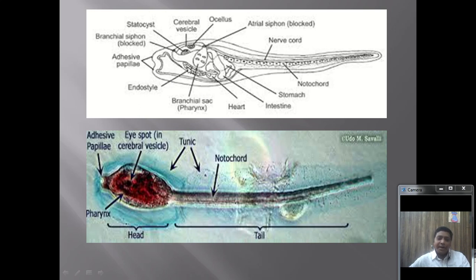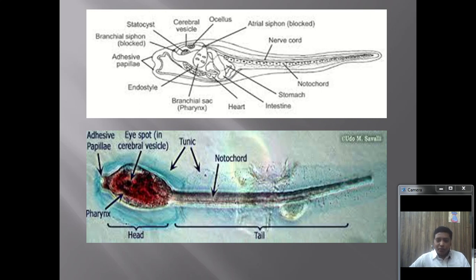Now, in the upper diagram, you observe that we start from the anterior end. This one is the anterior end, and this is called the posterior end, or caudal end. In this larva, after hatching, this larval stage lasts for 1 or 2 to 3 hours. After that, the metamorphosis starts.